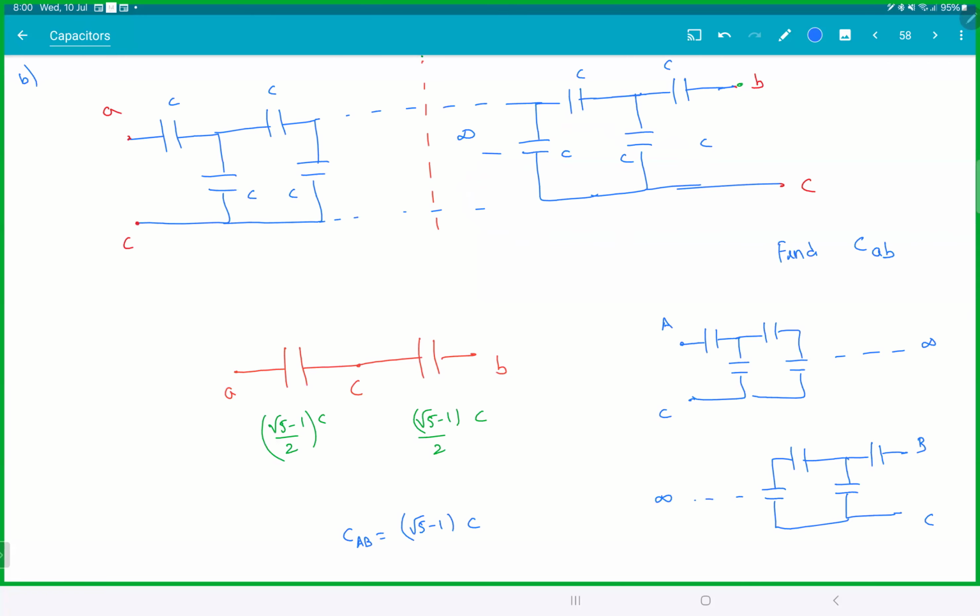Want it to be root 5 minus 1 by 4, it is in parallel, isn't it? You're right, my mistake. See how you did everything and what a mistake I made.